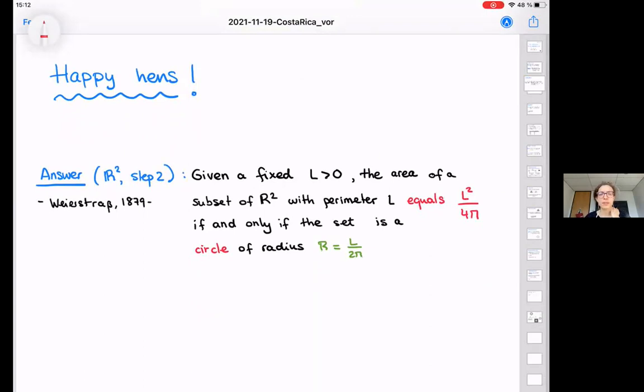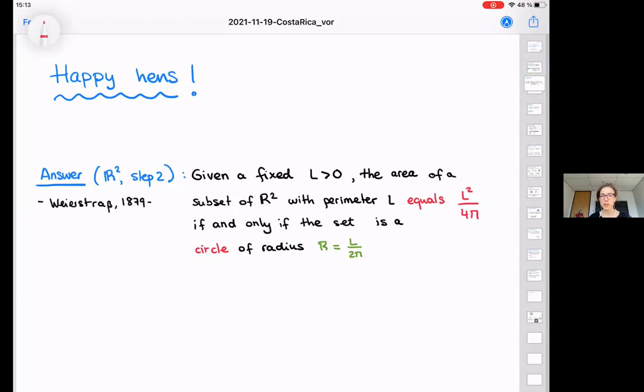Weierstrass figured that the area equals L squared divided by 4 pi when the set that we look at is a circle with a particular radius, namely this radius L divided by 2 pi. And in fact, it's saying if and only if. So this is the only set that satisfies the equality.